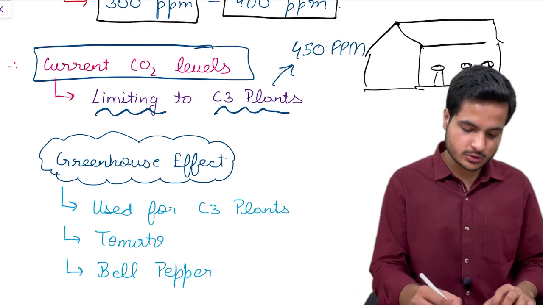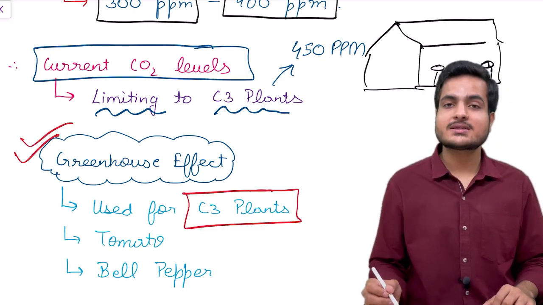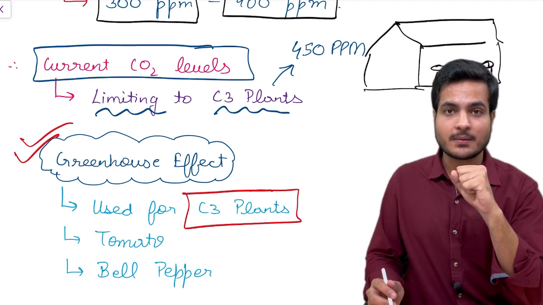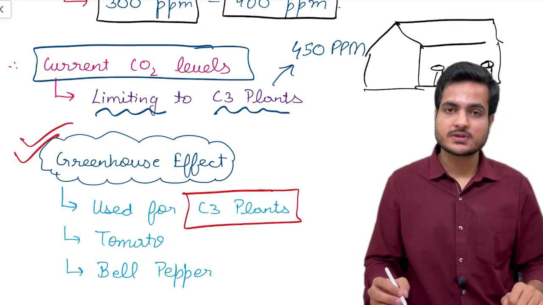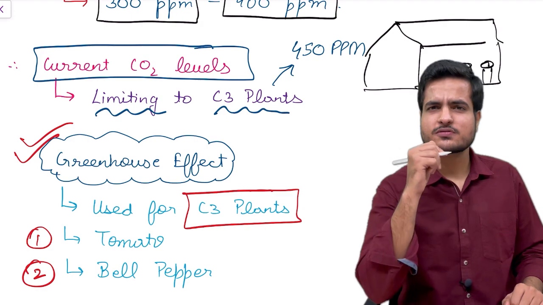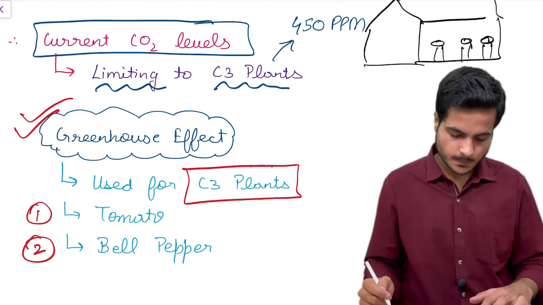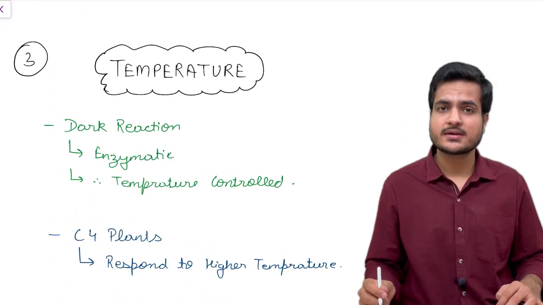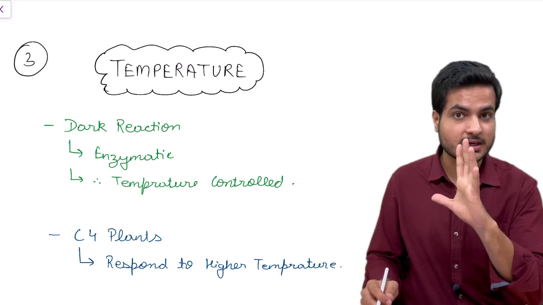And this is only used in this greenhouse effect where we plant C3 plants in a house which entraps carbon dioxide and increases the carbon dioxide concentration. And the examples of these C3 plants are tomato and bell pepper. Examples of C4 plants are, yes, maize and sorghum. So this was the second factor which we have to discuss as an external factor influencing rate of photosynthesis. That is carbon dioxide, major limiting factor.